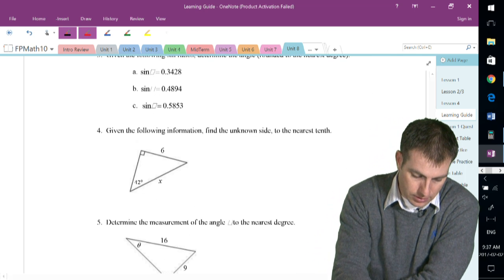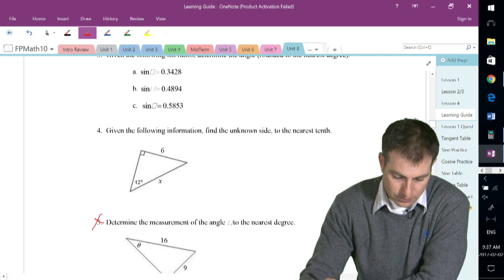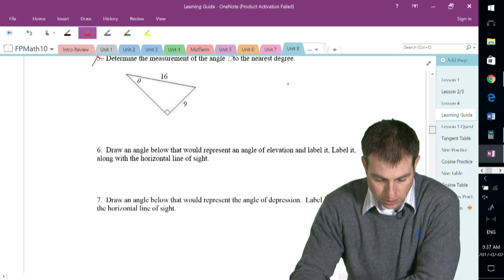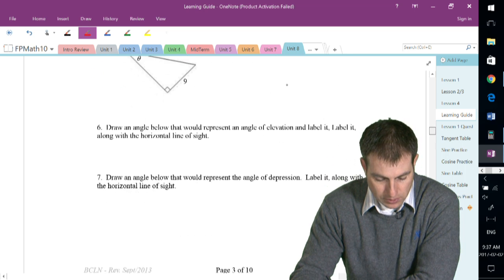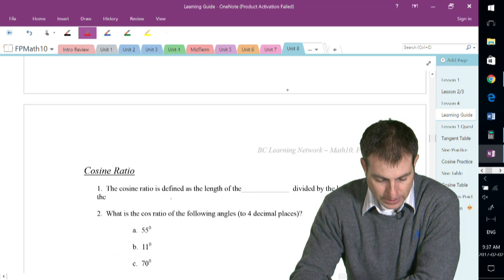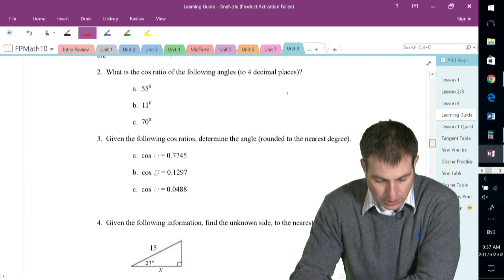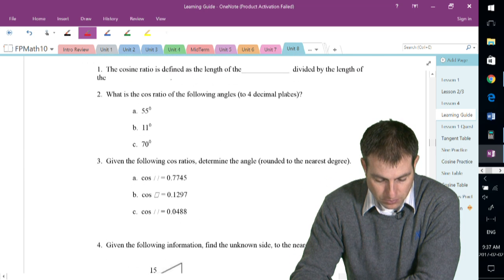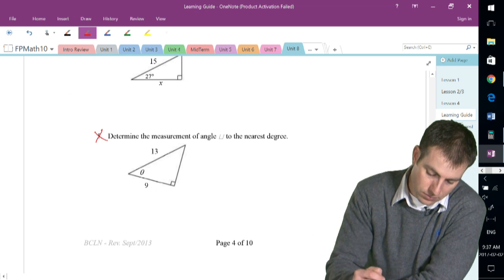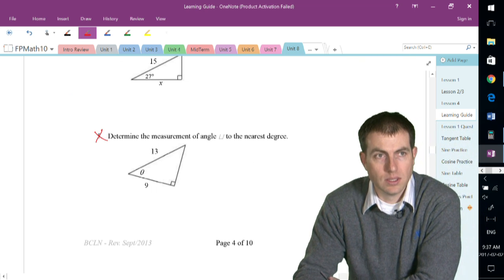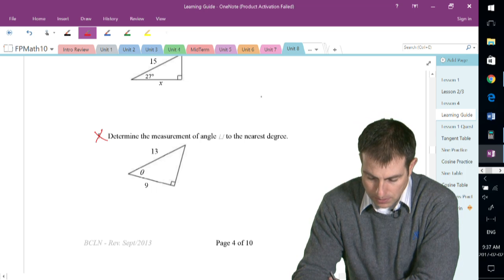Let's get rid of number 5 on page 3. So don't worry about number 5. 6 and 7 should be quick. The cosine ratio. Those are all really fast. And then we'll lose number 5 on page 4 as well. Speed this up.